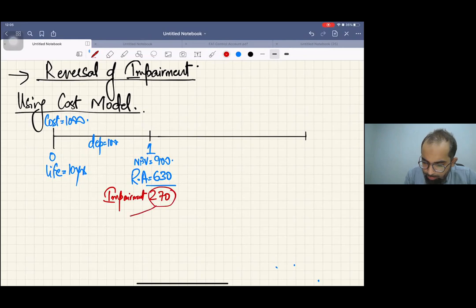And this impairment is for sure an expense. I'm not making the double entry right now, but for sure this impairment is an expense. We all know this, right? Expense debit, property, plant and equipment credit. You can make the entry as well.